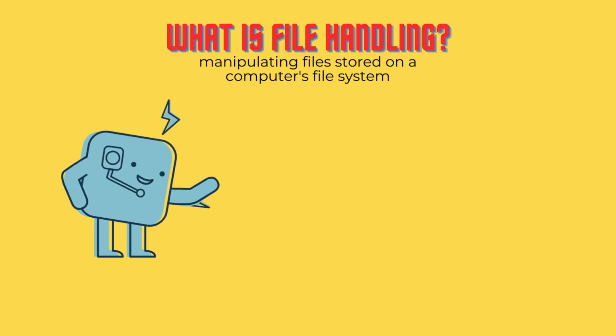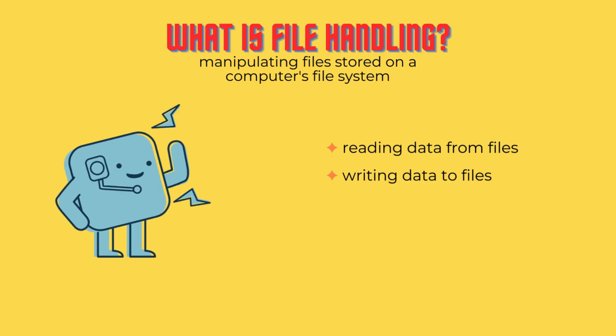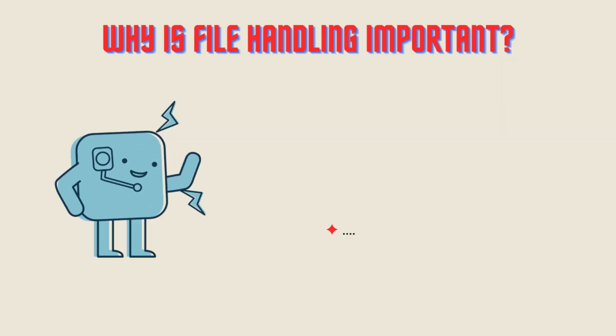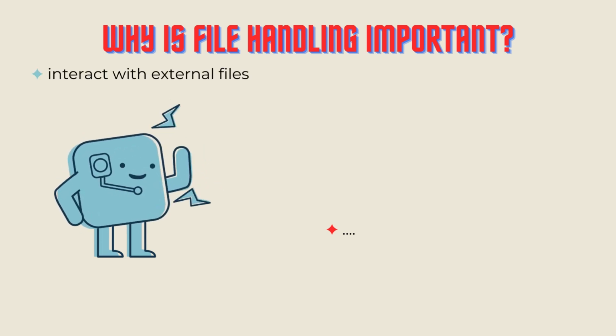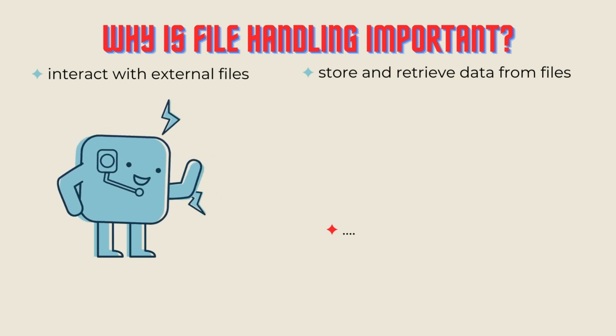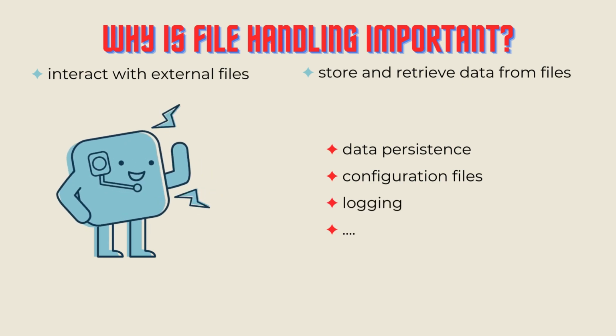In Java, file handling enables you to perform tasks such as reading data from files, writing data to files, and manipulating files in various ways. File handling is crucial in Java as it allows you to interact with external files, enabling your programs to store and retrieve data from files. This is essential for applications dealing with data persistence, configuration files, logging, and more.